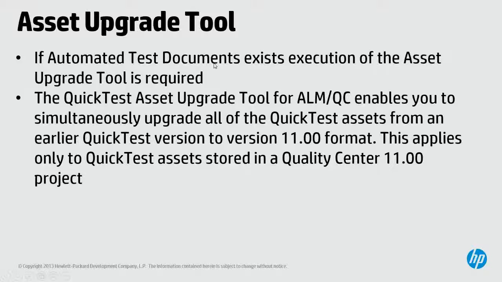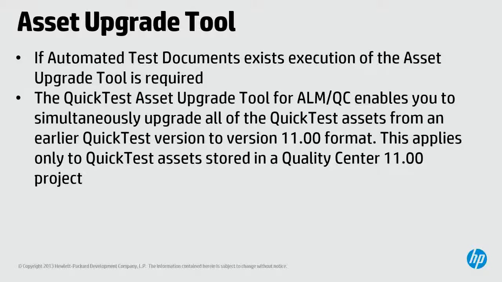Okay, if automated test documents exist, this means an object repository, recovery scenario, data grid, functional libraries. They are used in your testing structure. It's really important to run the asset upgrade tool. Even if you're not sure, run it.